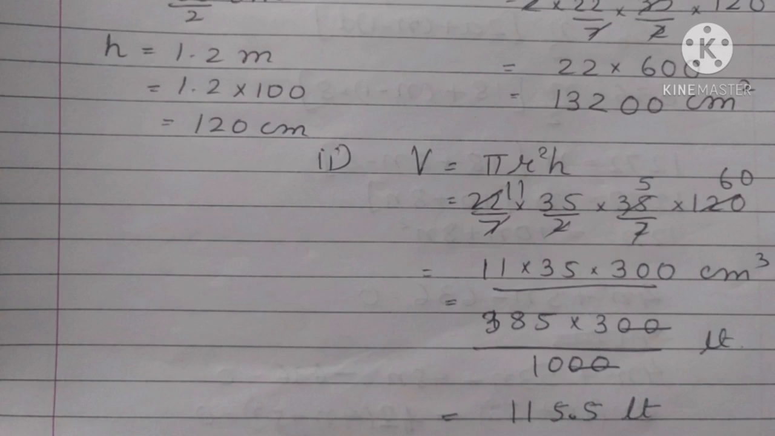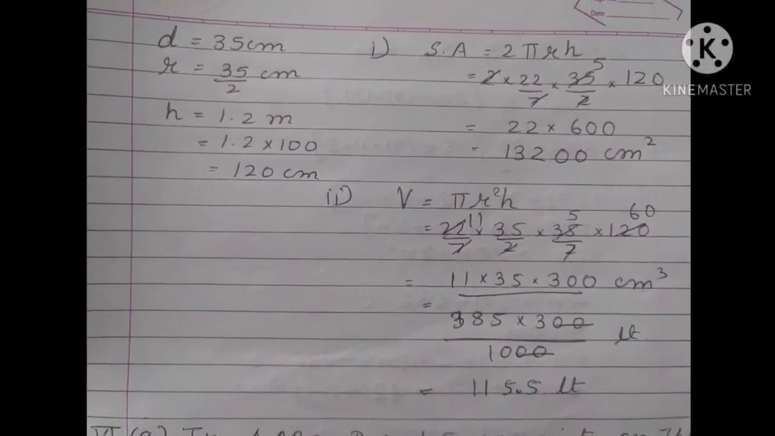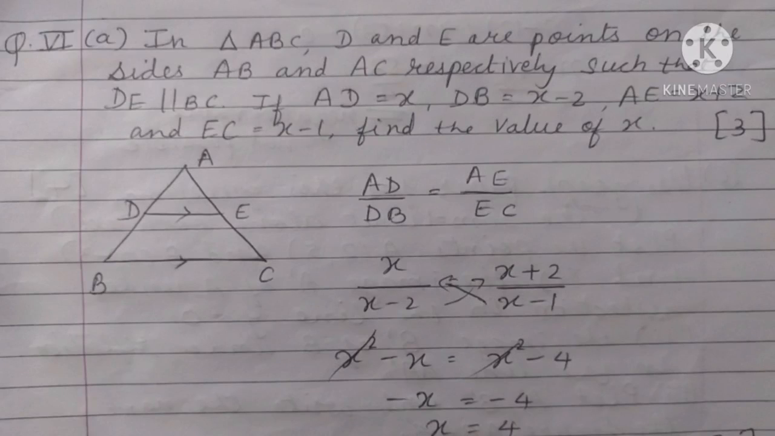Now moving on to next question. Question number 6. A. In triangle ABC, D and E are the points on the sides AB and AC respectively, such that DE parallel to BC. If AD is equal to x, DB is equal to x minus 2, AE is equal to x plus 2 and EC is equal to x minus 1, find the value of x.